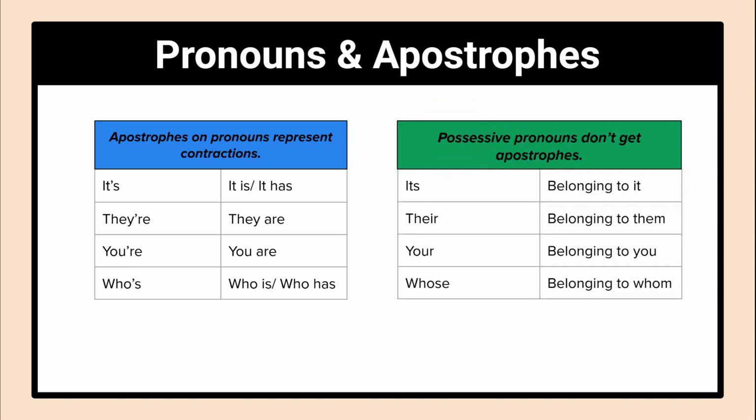don't get these apostrophes mixed up. There's a difference between it's with an apostrophe and its without one, which would mean belonging to it. Similarly, it belongs to them, you, or whom, depending on whether they use their, your, or whose.